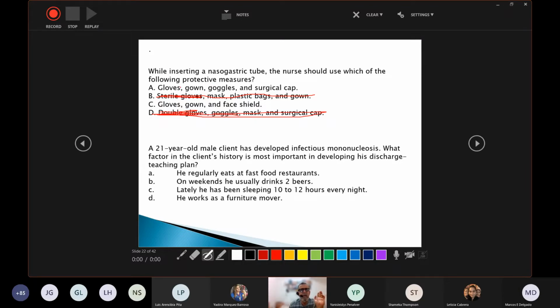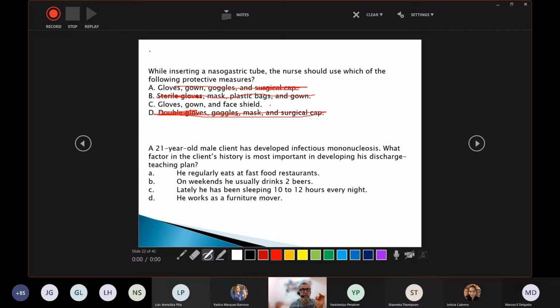So let's see, gloves, yes. Gown, yes. Goggles could be, because I need to expect a splash. But then I need to combine the goggles with a mask. And they say surgical cap. I don't need a surgical cap. So it needs to be C. Gloves, yes. Clean gloves, not sterile gloves.